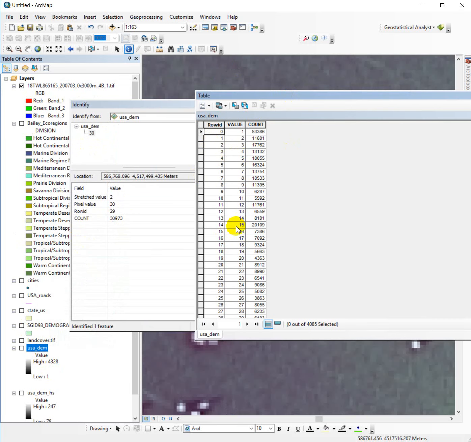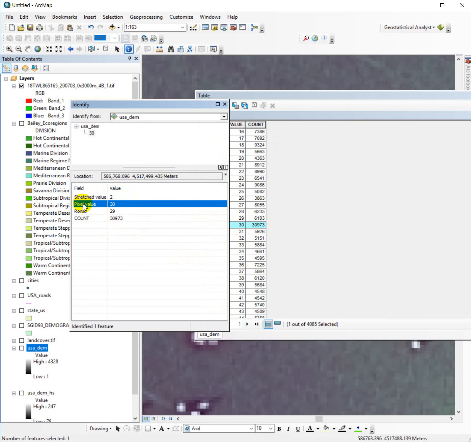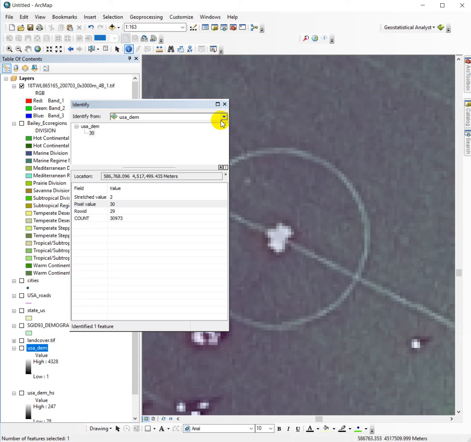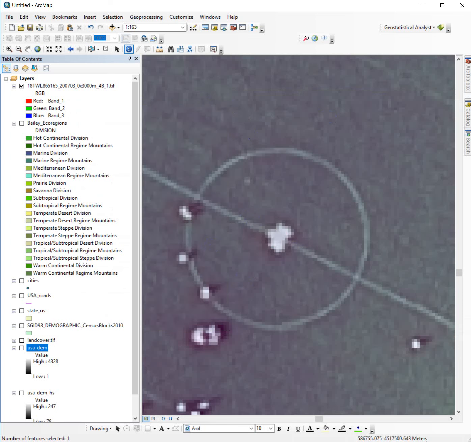For every elevation, so this is the elevations of 1, and if we scroll down to the elevations of 30, it's basically saying that in the whole continental United States, there are 30,973 cells with elevation of 30 meters. That's what this number comes from. The row ID is this guy, so that's just a coincidence that they're so close together. But this is our elevation. The pixel value is what we're looking for there. So it's 30 meters in elevation, which is, I don't know, pretty high considering how low it actually is. So that's that.